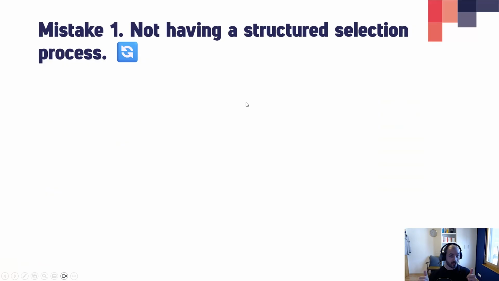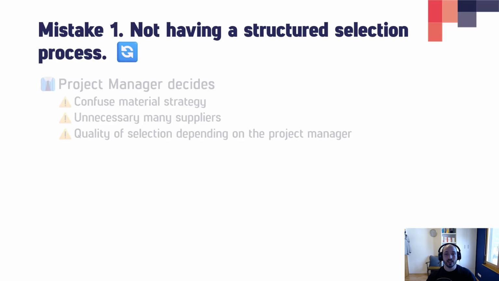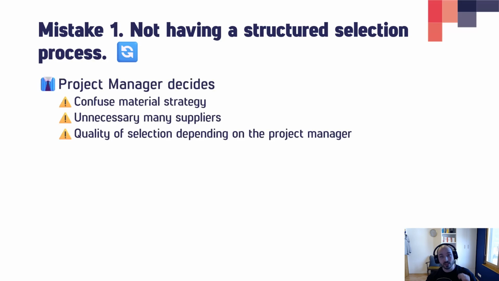So the first mistake that everybody makes is that there is not a structured selection process for your plastics in medical technology. There are 2 variations of it. Number one is the project manager decides which plastic is going to be used. And in this case, the material strategy gets a little confusing. So everybody selects their own supplier.